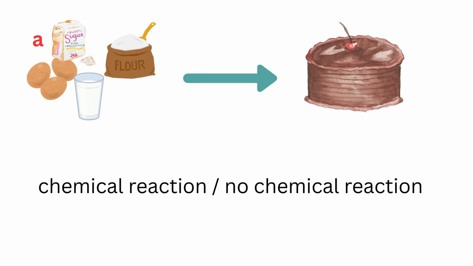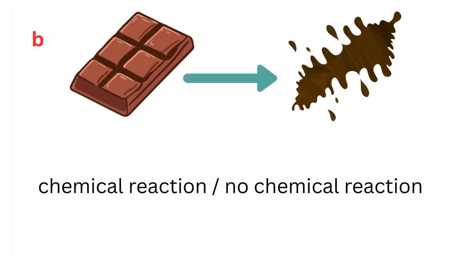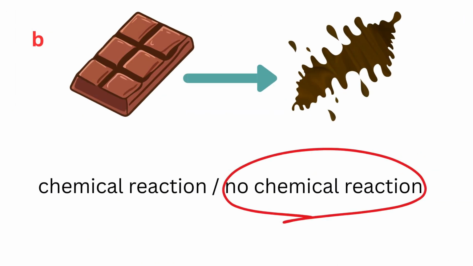The picture is showing that combining of egg, milk, sugar, and flour became a cake. So this is a chemical reaction. The picture is showing that solid chocolate melts into liquid chocolate. So this is no chemical reaction.